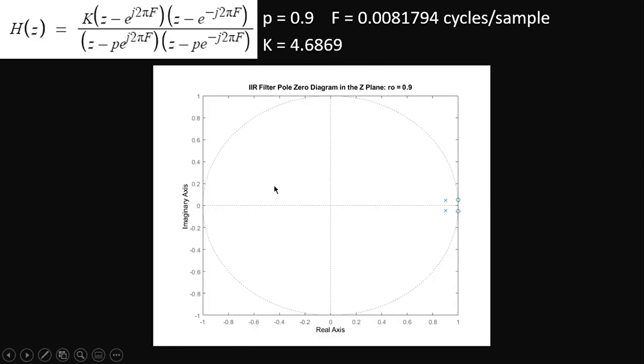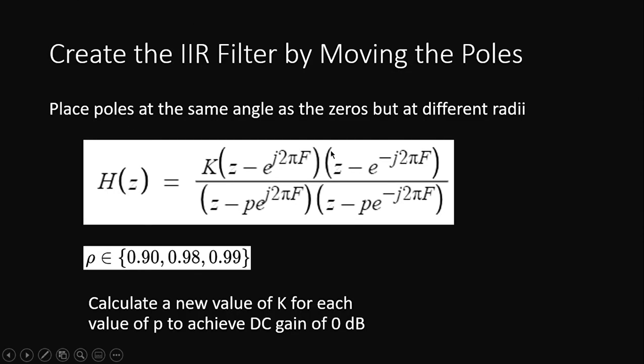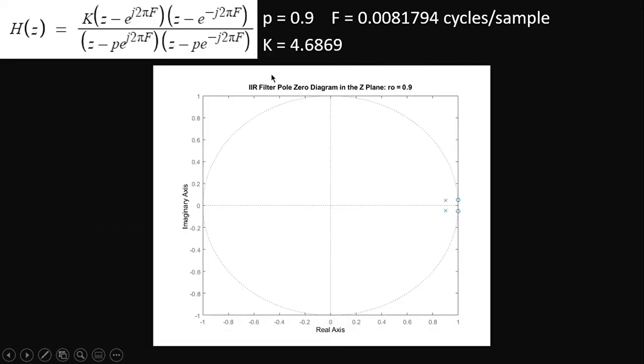So let's see what happens when we set rho equal to 0.9. We use this transfer function. We can calculate our new value of k using the exact same method that we did before, where we set each of 1 equal to 1. Calculate k, and with the new value of k here, we get this pole zero diagram for the new transfer function. You can see the poles are close to the zeros, but about 90% of the radius, and they're at the same angle as the zeros.